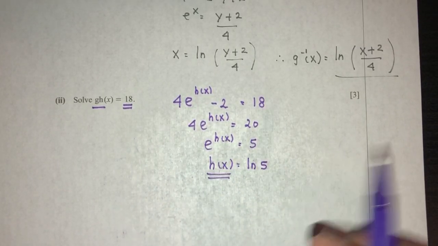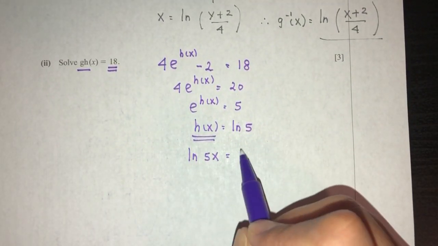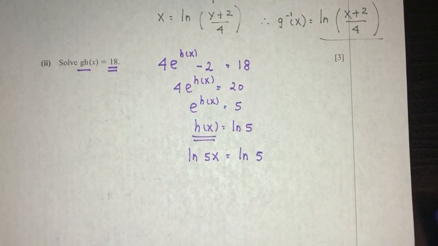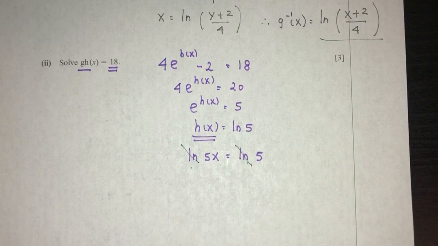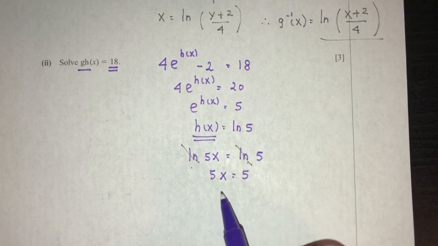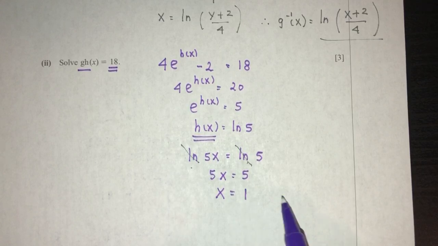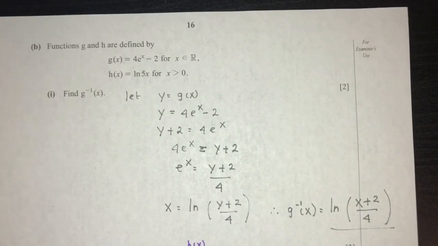Now we have the value of h of x, which is ln of 5x. So ln of 5x is equal to ln of 5. Because they have the same logarithm, we can cancel out. So you will have 5x is equal to 5, which means x has to be 1. Okay, and that is your answer for your question number 12.